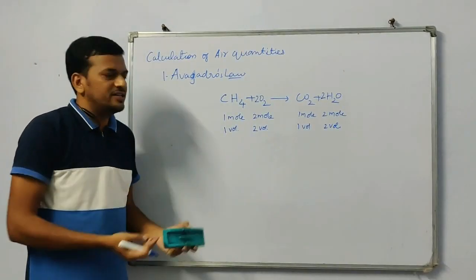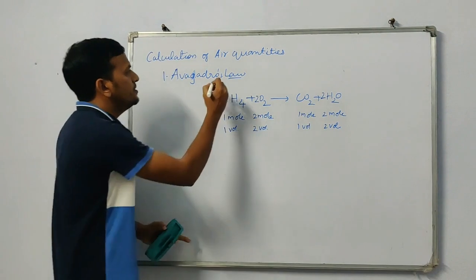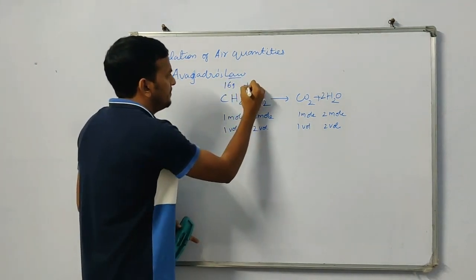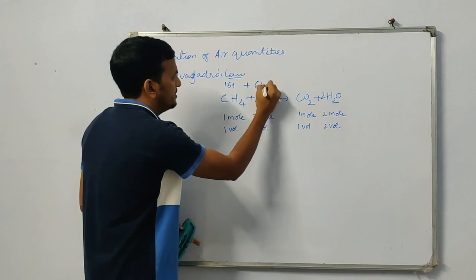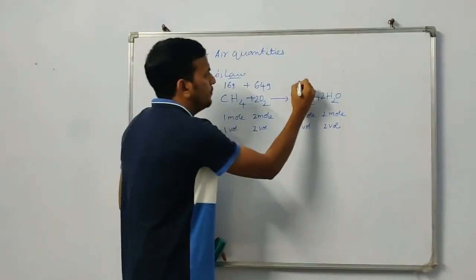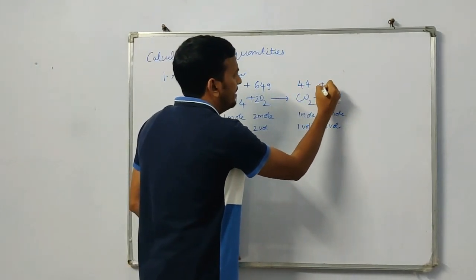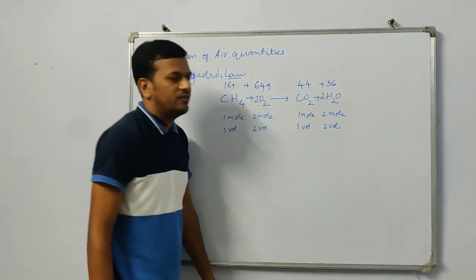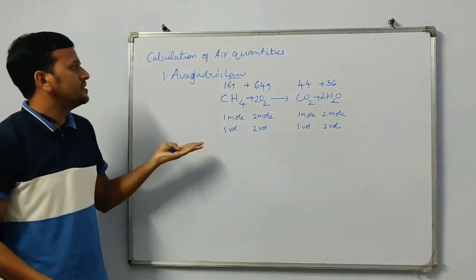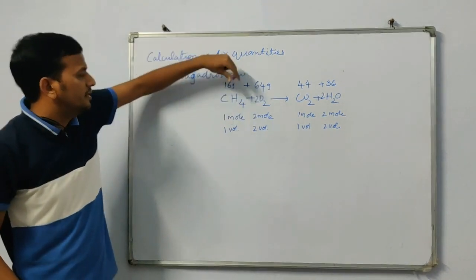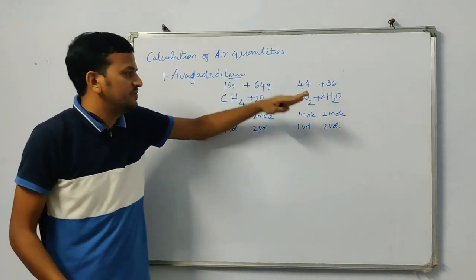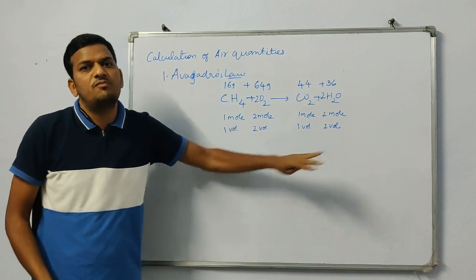We can write molecular masses also. Here I will write 16 grams of methane requires 32 plus 32, it is 64 grams of oxygen, that produces 44 grams of carbon dioxide and 36 grams of water. So this is Avogadro's law: gases under similar conditions of pressure and temperature will possess the same number of moles.